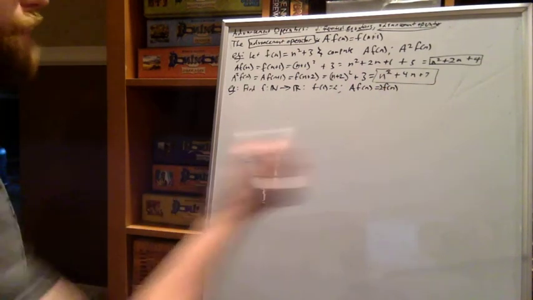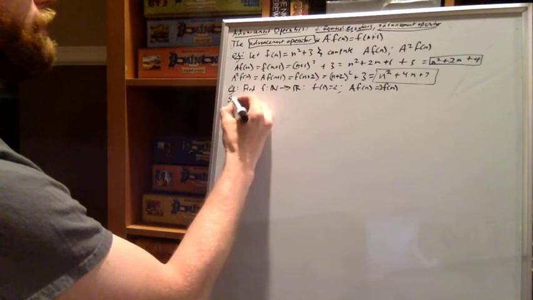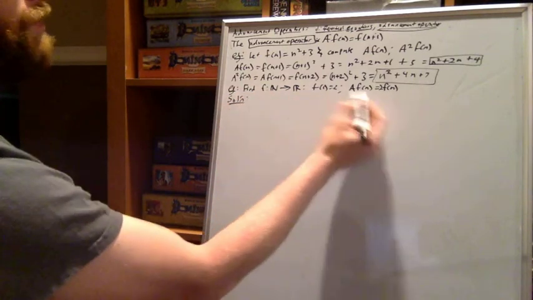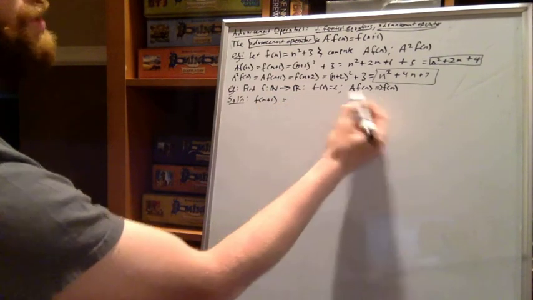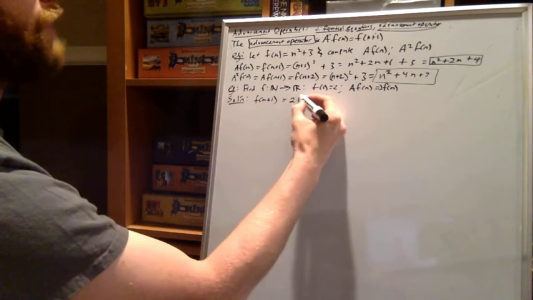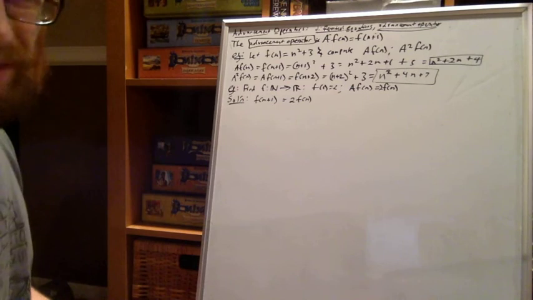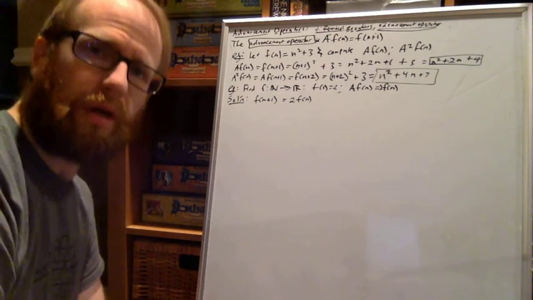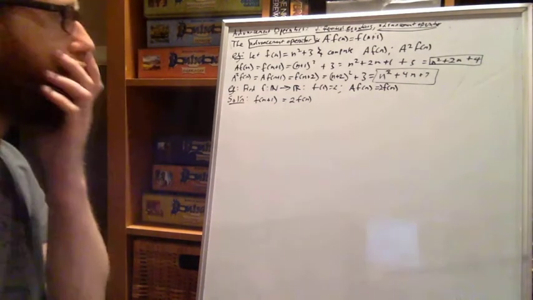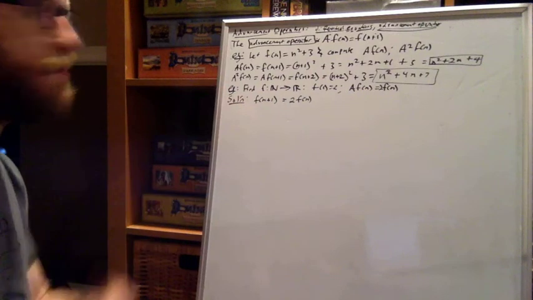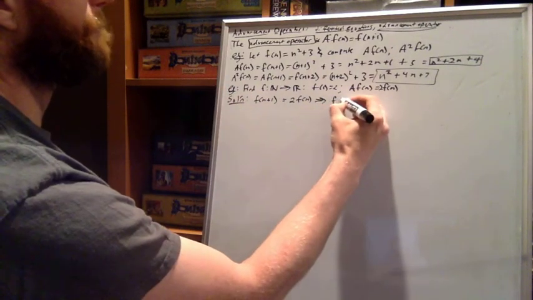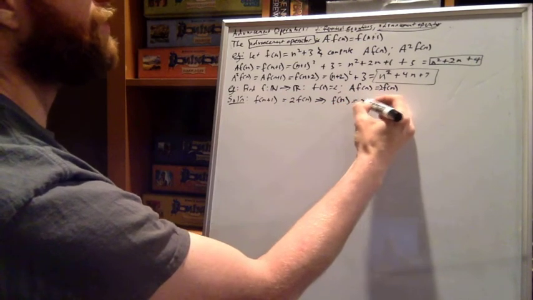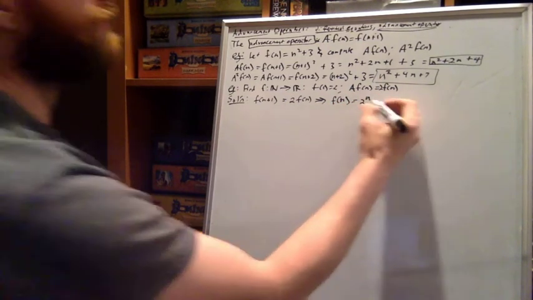So if we unpack the language here, what are we saying? Well, A f of n is f of n plus 1. We're just saying f of n plus 1 equals 2 f of n. That's a pretty straightforward recurrence equation. This recurrence equation is just something that doubles over time, and that is f of n equals 2 to the n times something. Well, 2 to the n times what?